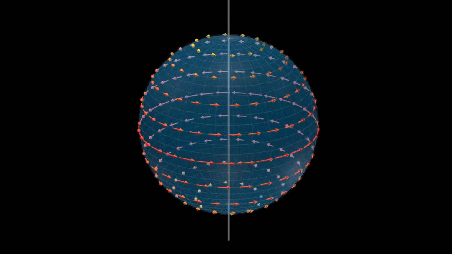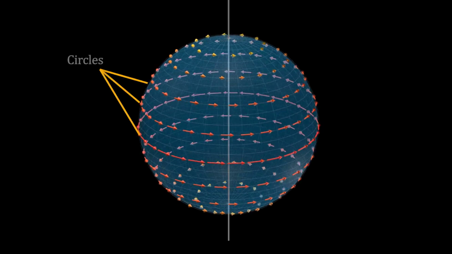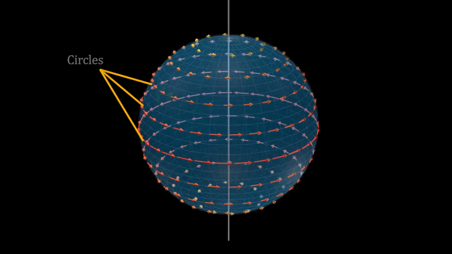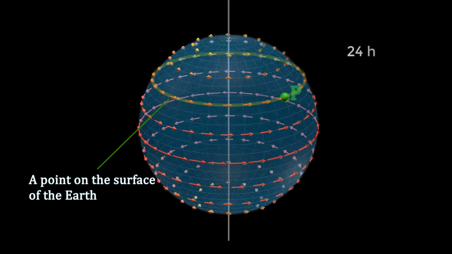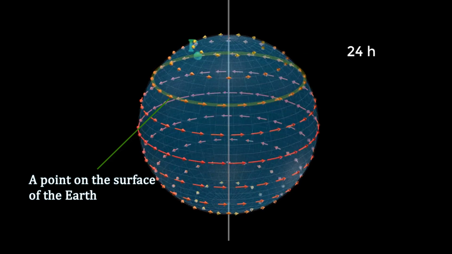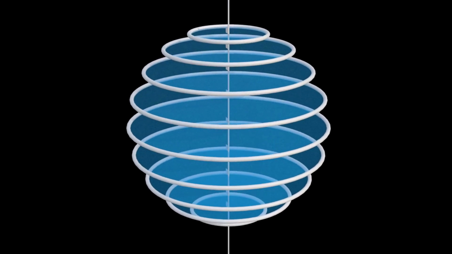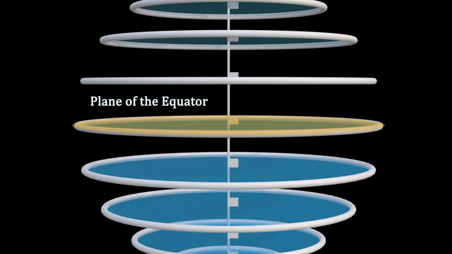As a result of this rotation, all points on the Earth's surface are moving in circles around the axis of rotation. The time taken for any point on the Earth's surface to complete a full circle is 24 hours. The plane of each circle is perpendicular to the axis of rotation. The plane of the equator is simply the largest of these circles.